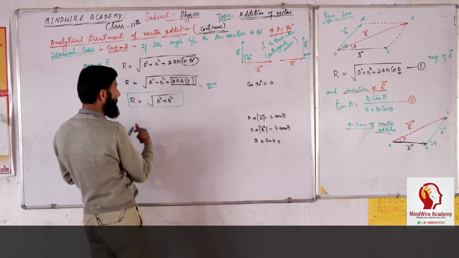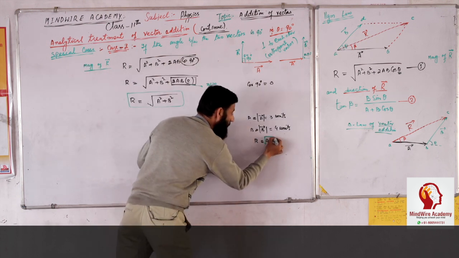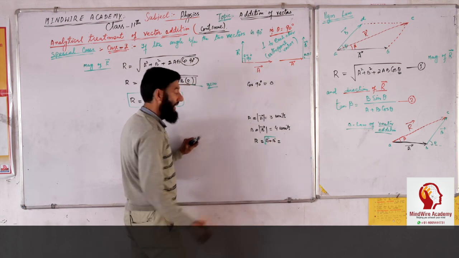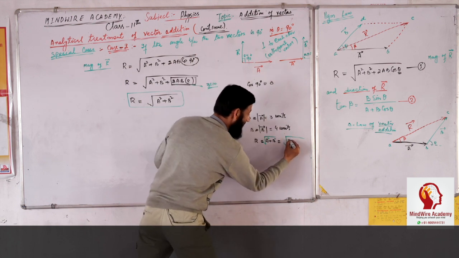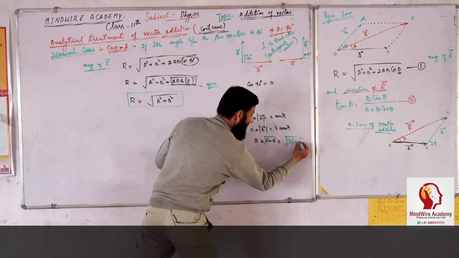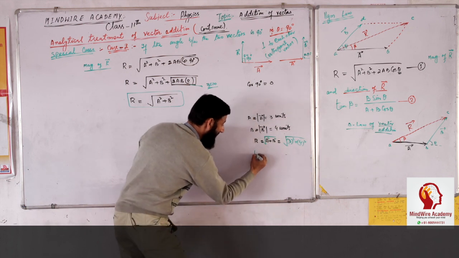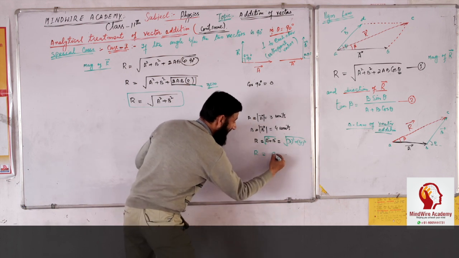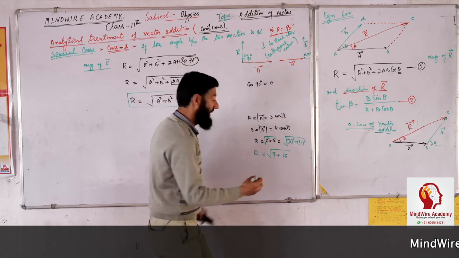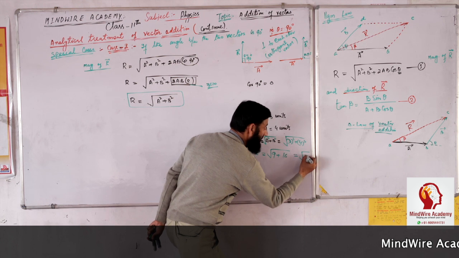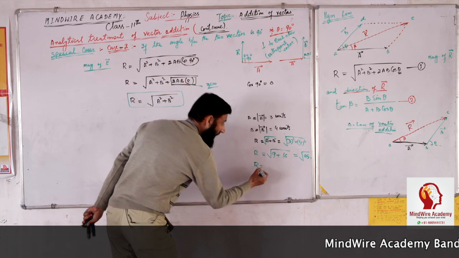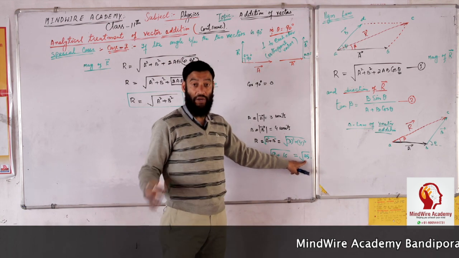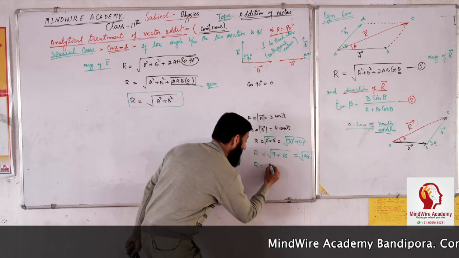But in case of this, when the vectors are perpendicular to each other, let me calculate their magnitude. So, that will be under root A square plus B square. A is 3 units, so 3 square, plus B is 4, so 4 square, then R is equal to 3 square is 9, plus 4 square 16, 16 plus 9 you will get 25, that is square root of 25, and we will get the value of R as 5 units.